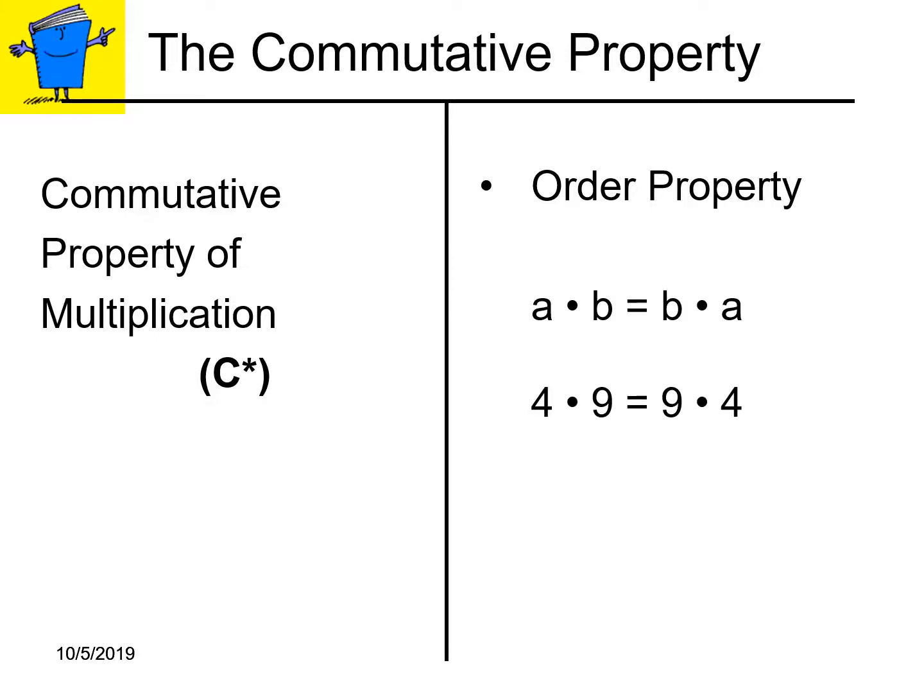For example, 4 times 9, the product is 36. And 9 times 4, the product is also 36. So the order doesn't matter for multiplication. It doesn't matter for addition either. There are, however, no commutative properties for subtraction or division because order does matter when you are subtracting numbers or when you are dividing numbers.